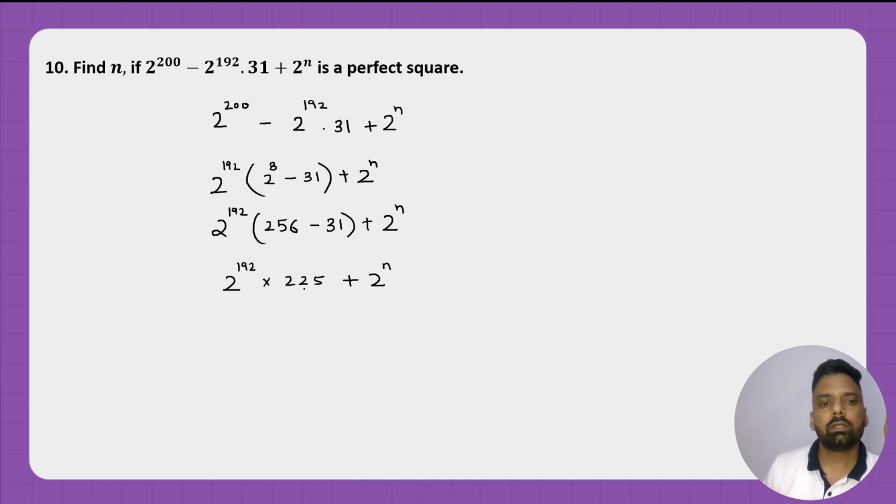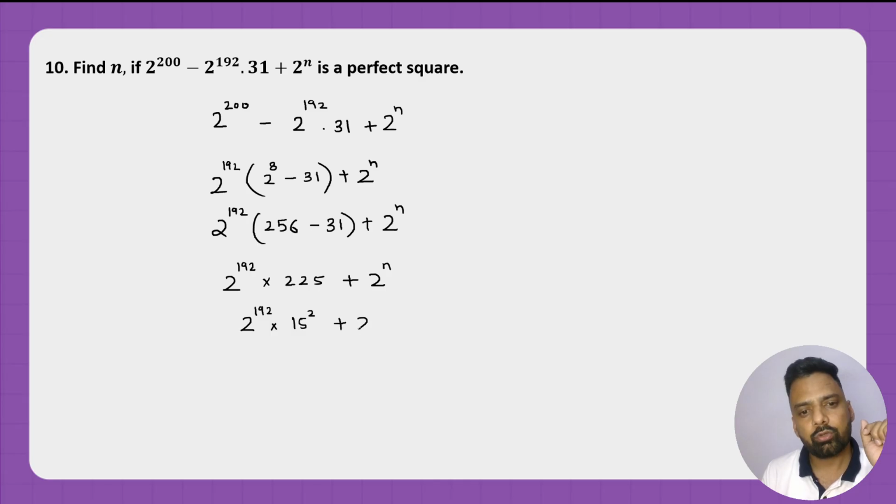अब 225 को अगर हम देखें बेसिकली तो 225 itself is the square of 15. Right, इसको I can write as 2 to the power 192 into 15 square plus 2 to the power n. ठीक है, plus 2 to the power n.